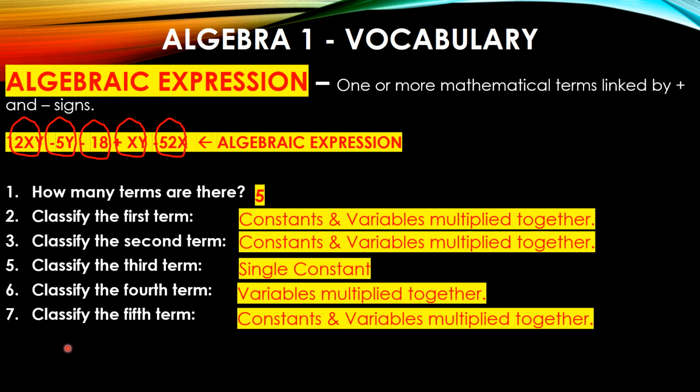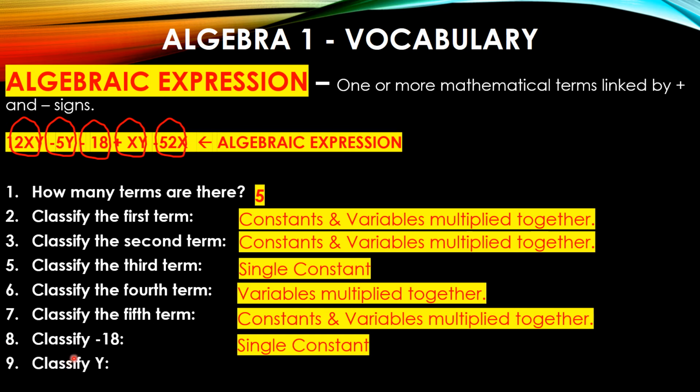Okay, let's just do a little slight review. What is negative 18? How would you classify that? It's a single constant, but what else is it? Okay, so finally, what if I gave you a term like y? What is that? Y is just a variable.